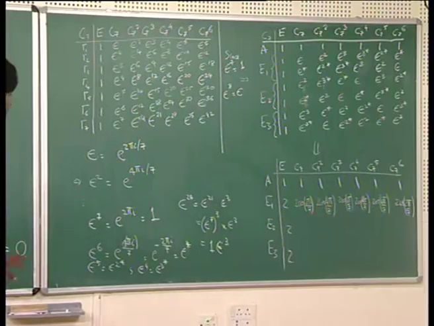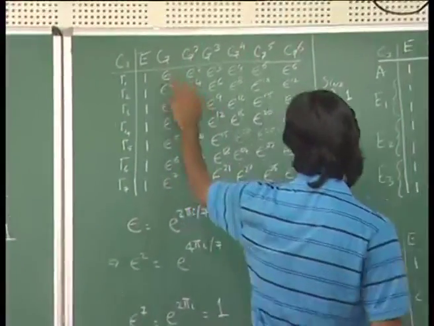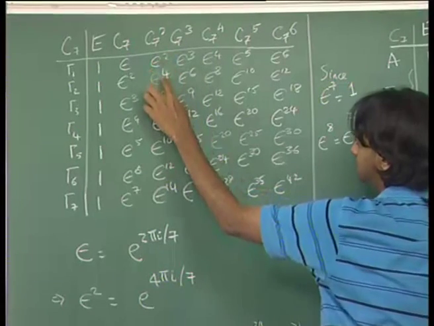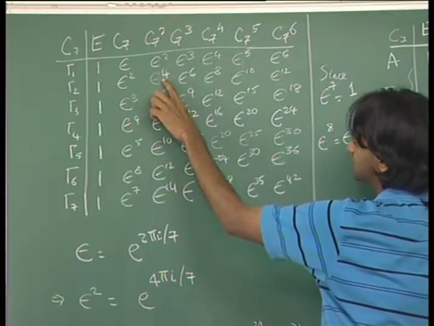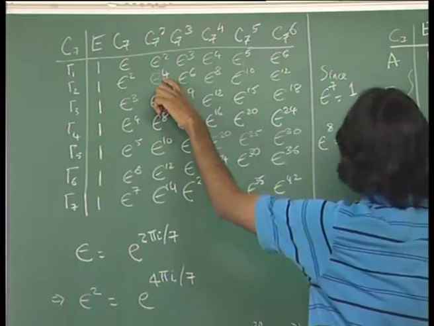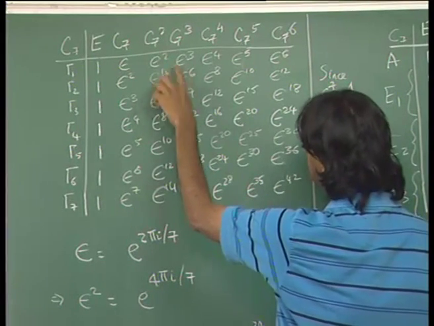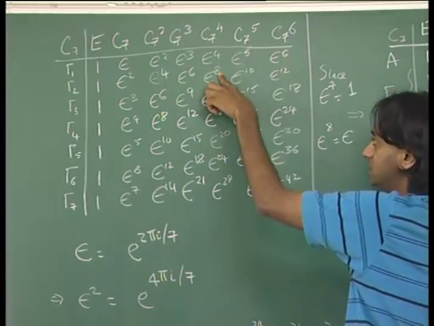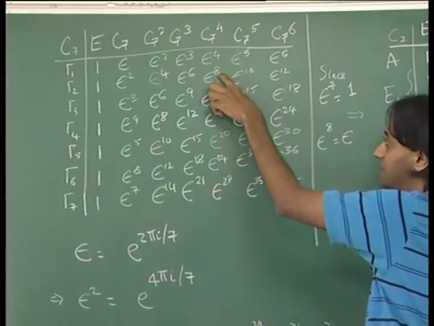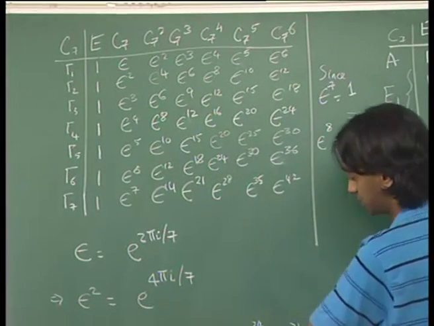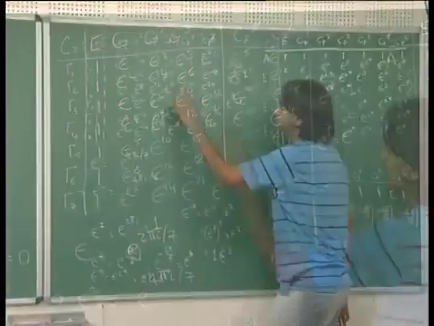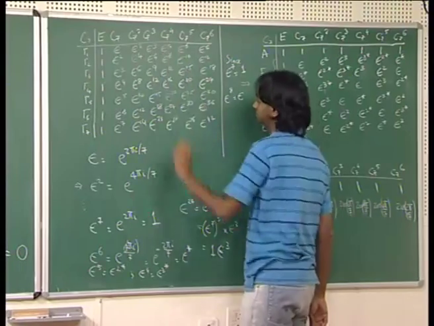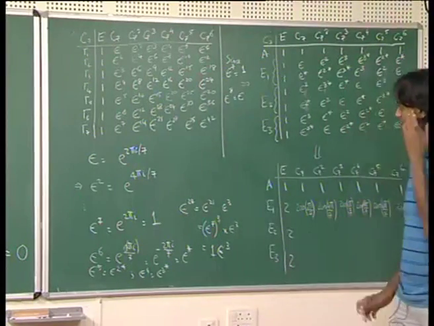Okay. So, then you can write this as epsilon square, epsilon cube. Epsilon 4 is nothing but epsilon 3 star. Epsilon 6 is nothing but epsilon star. Epsilon 8 is epsilon raised to 1. Using this relation, epsilon 8 is epsilon raised to 1, and epsilon 4 is epsilon 3 star.